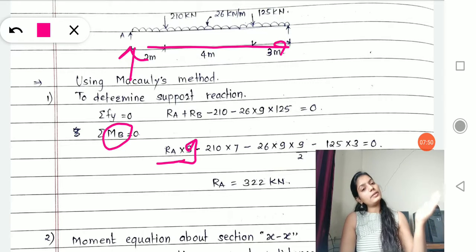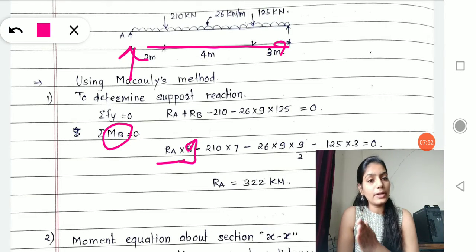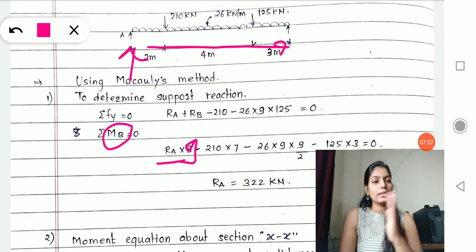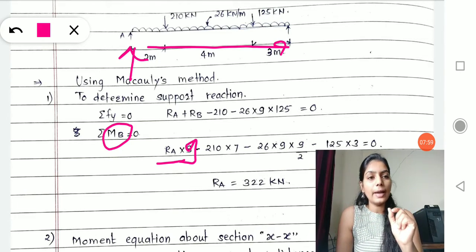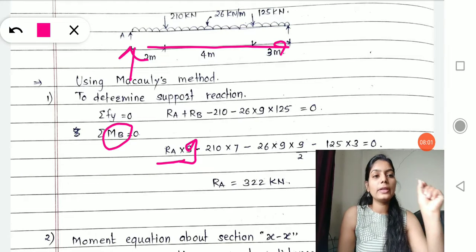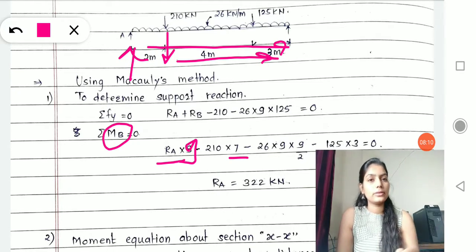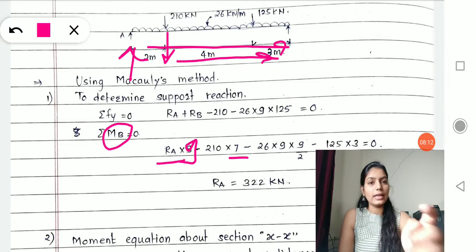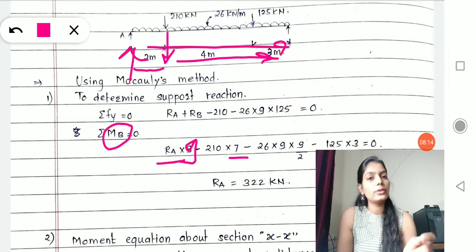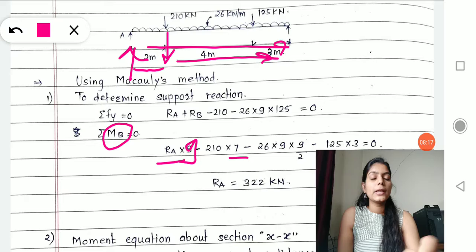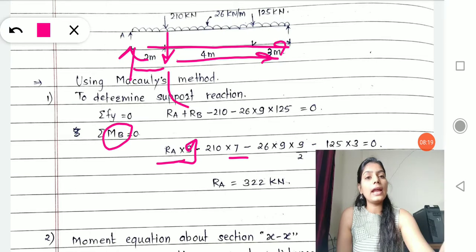You can start from the support B and you can calculate at point A also. You can go with either way or from either support. So I am taking from the A support and I am calculating moment at B. Next is 210. 210 into perpendicular distance, which is 7. Total distance is 9, 9 minus 2, 7. Then it is making anti-clockwise movement. That's why I taken negative.